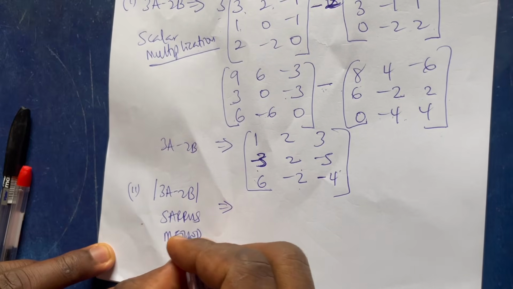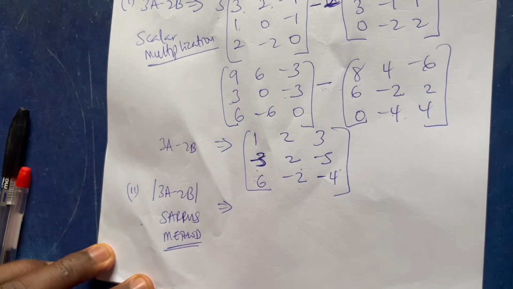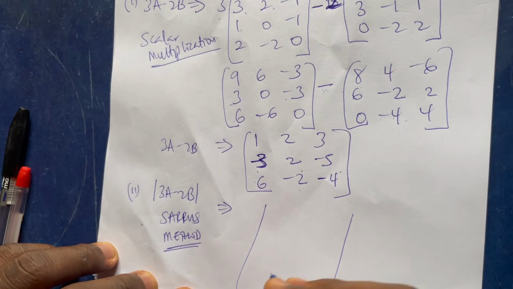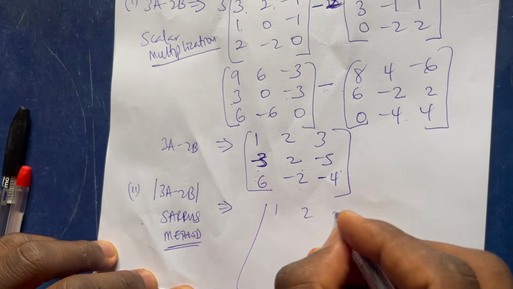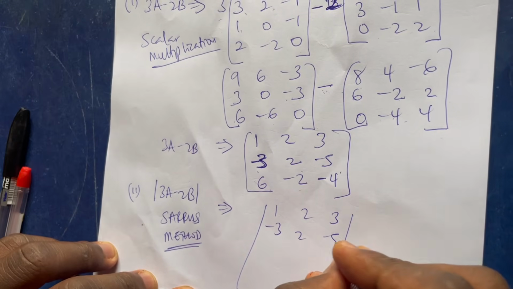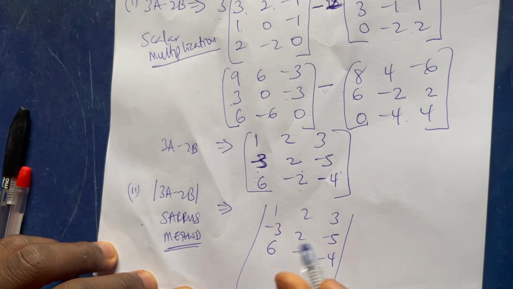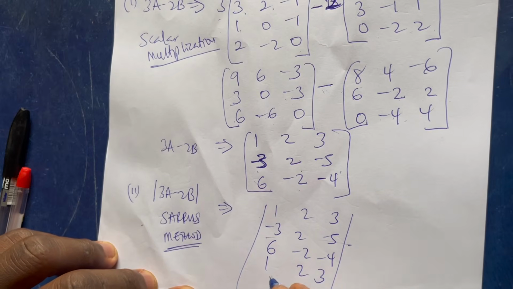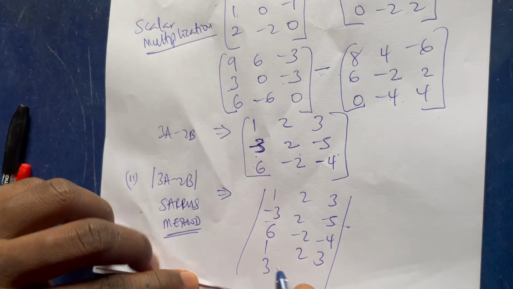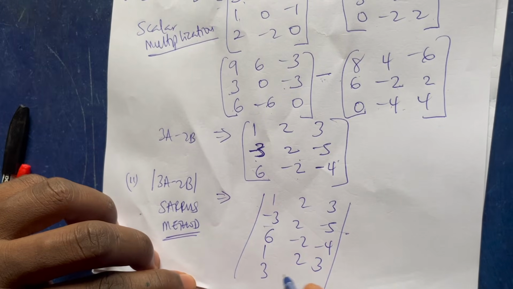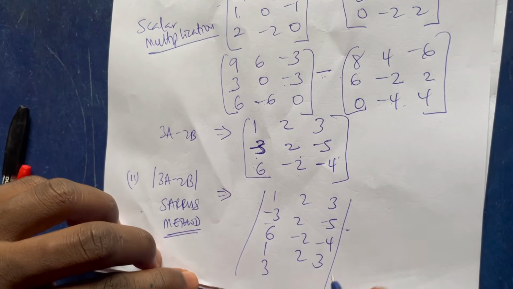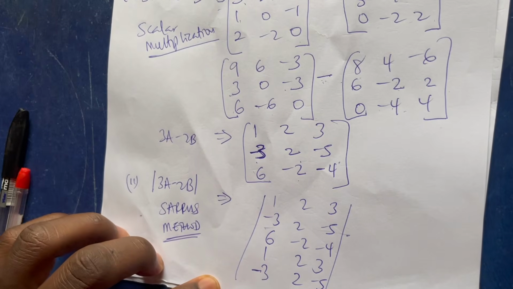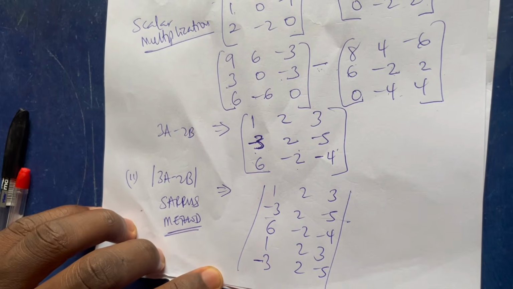Using Sarrus' method, how would I do it? Just repeat the rows, then write all these elements inside this list. That'll be 1, 2, 3, minus 3, 2, minus 5, 6, minus 2, minus 4. Repeat this first row, that's 1, 2, 3. Repeat this second row, that is minus 3, 2, minus 5. After having it like this, what are you going to do next? Take your leading diagonal.